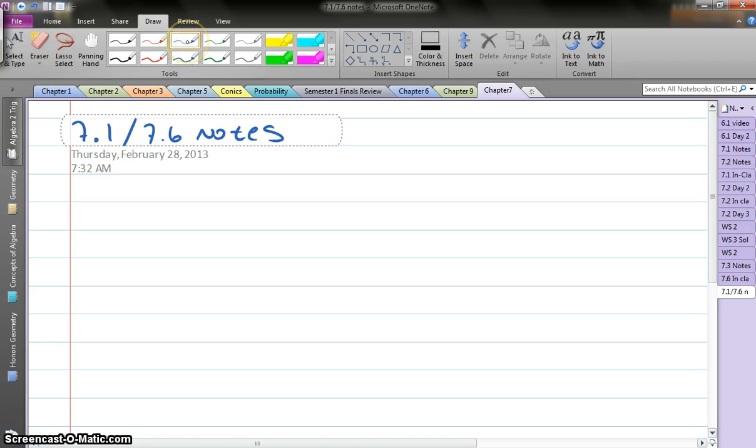Now, 7176 notes. Now we're going to start solving for radicals, or solving for a variable with radicals, I should say. So the directions are going to say, let's say, solve for x. Now, we've kind of done this already.